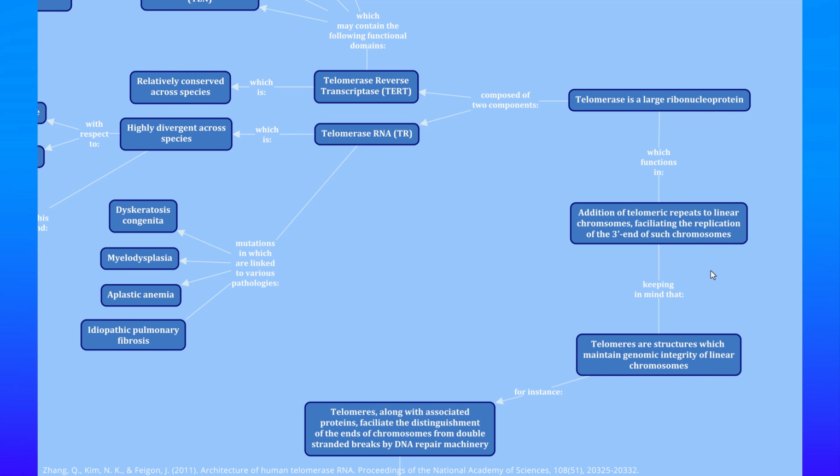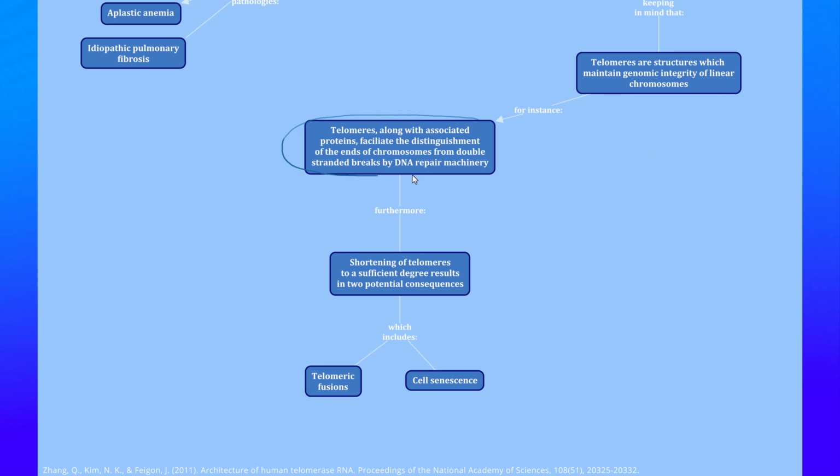For instance, telomeres, along with associated proteins, facilitate the distinguishment of the ends of chromosomes from double-stranded breaks by DNA repair machinery. Furthermore, shortening of telomeres to a sufficient degree results in two potential consequences. It can lead to telomeric fusions, and it can also lead to cell senescence.